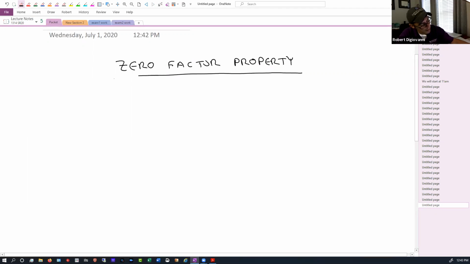Okay, the zero factor property. This is a very, very special property, a very important property in mathematics. Here's what it says. If you have two things, let's say A times B, and when you multiply them together they equal 0, then either A is 0 or B is 0.